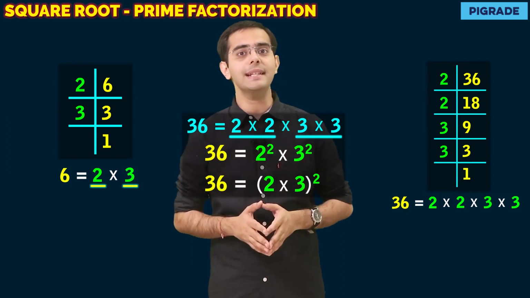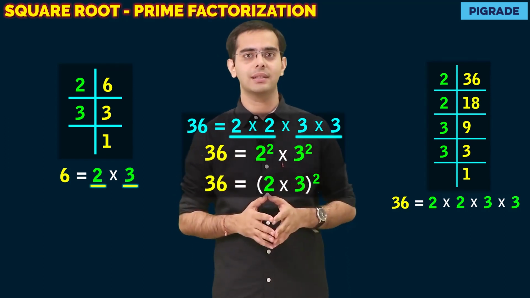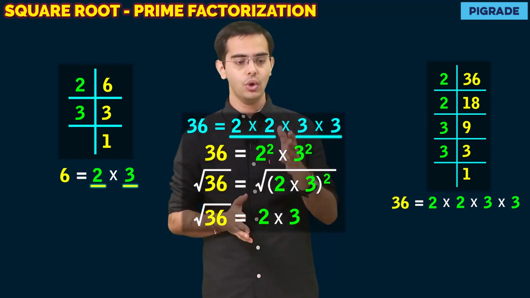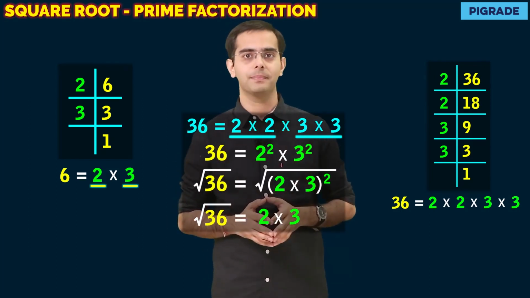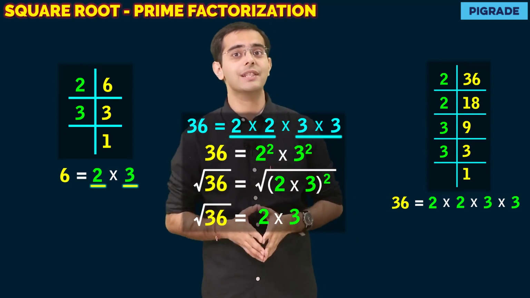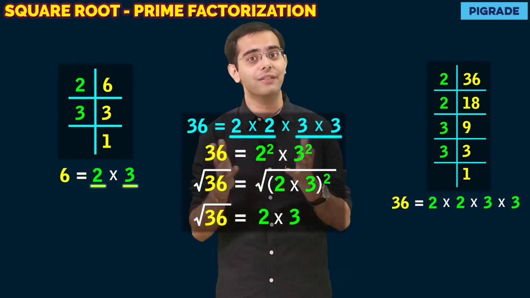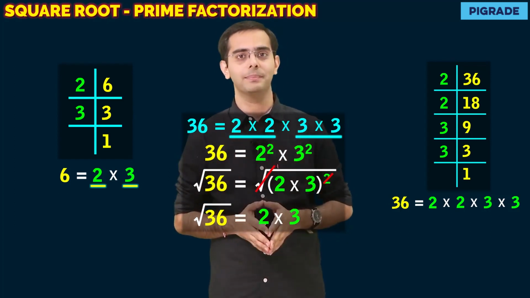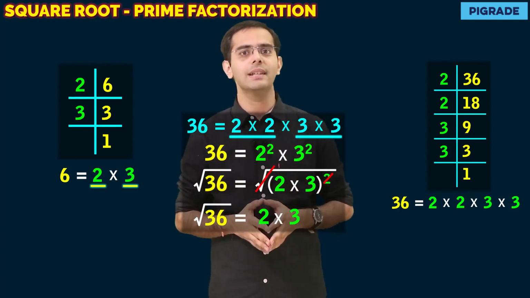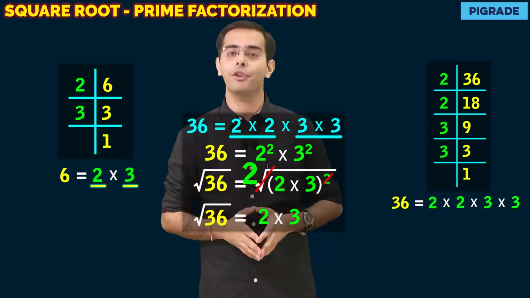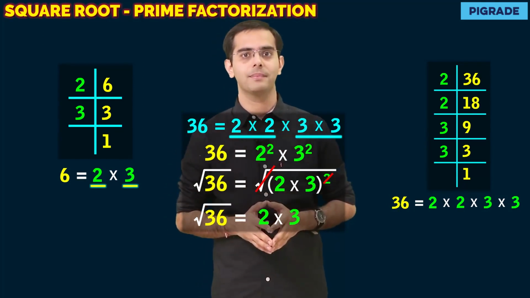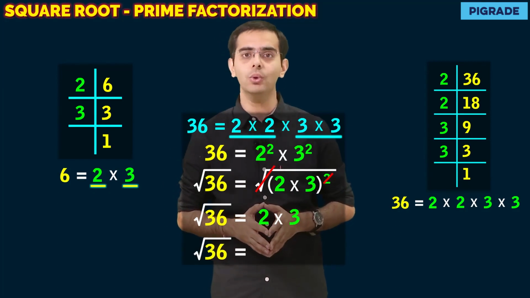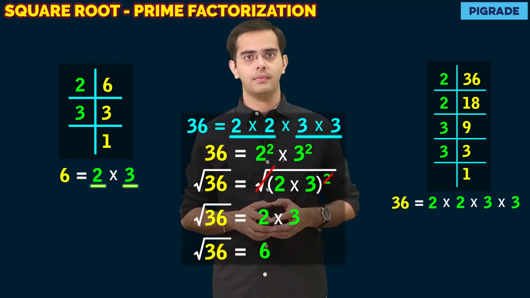Now next we are going to take the square root on both the sides, which gives us square root of 36 is equal to 2 into 3. And we know that square and square roots are inverse operations. So that's why they have cancelled each other out here. Or we can also say that we'll take one number from each pair. So this gives us square root of 36 to be equal to 6.